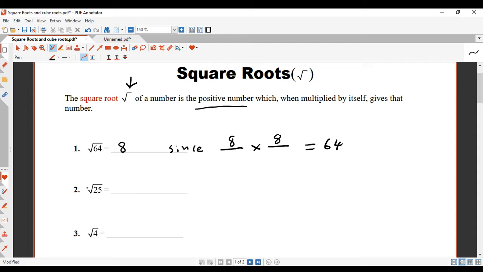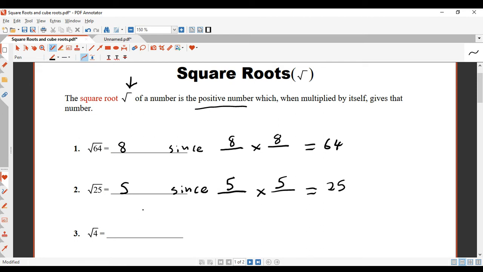Okay. Now, let's look at the next one. Question 2. We've got to find the number which when you multiply it by itself gives you 25. All right. So 5 times 5 is equal to 25. So the square root of 25 is equal to 5, since 5 times 5 equals 25.